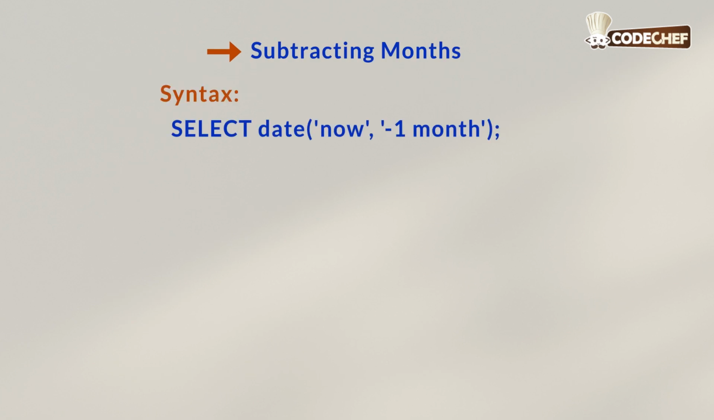Next is subtracting months. Its syntax is select date and then in bracket now in single inverted commas, comma, then in single inverted commas -1 month, bracket close and semicolon. So this will handle month length automatically. That means it will take us 1 month from now in the past.